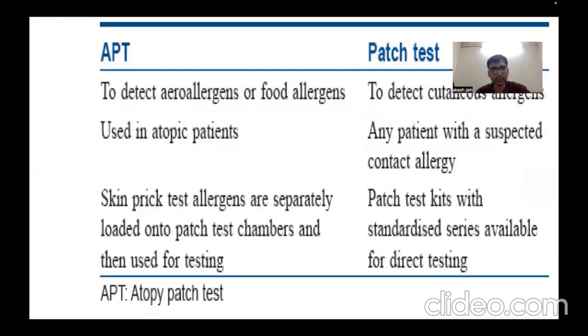In APT, you have to detect the aeroallergens or the food allergens, whereas the patch test is only used to detect the cutaneous antigens or allergens. So, APT is used only in atopic patients, whereas patch test is used in any patient with suspected contact allergy. Skin prick test allergens are separately loaded into patch test chambers and then used for testing. Whereas in patch test, kits with standardized series are available for direct testing.